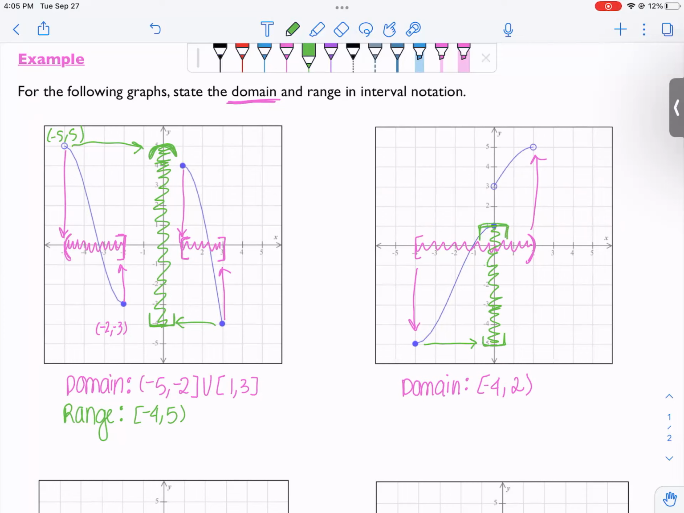So I'm going to use a bracket. My y values will begin again with this piece here and go all the way up to here. So my range is between 3 and 5 exclusive.